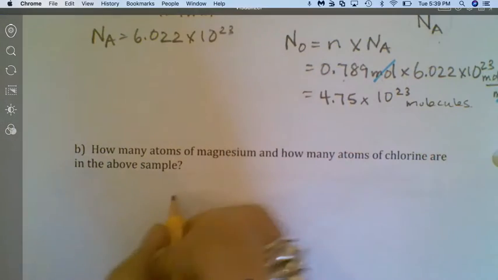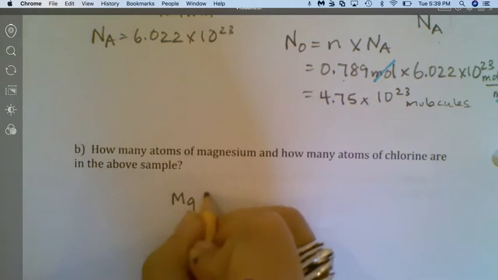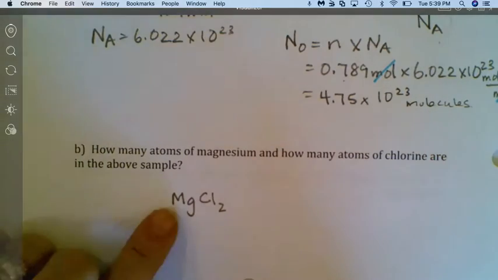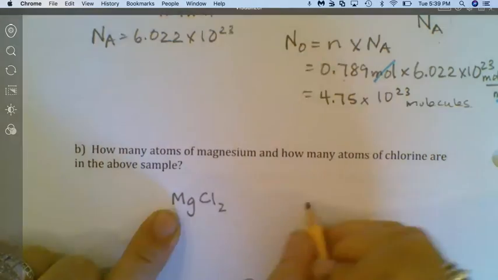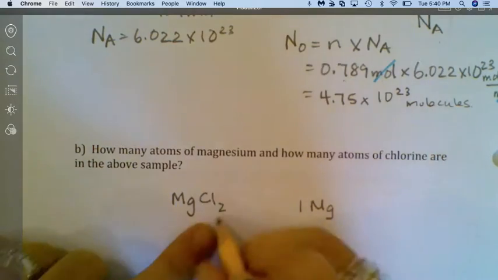Down below, it's asking you to count how many atoms of magnesium and how many atoms of chlorine are in the above sample. Well, when I take a look at one single molecule of magnesium chloride and I look at the subscripts, I would say that you have 1 magnesium and you have 2 chlorine.